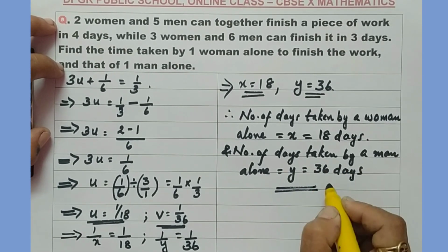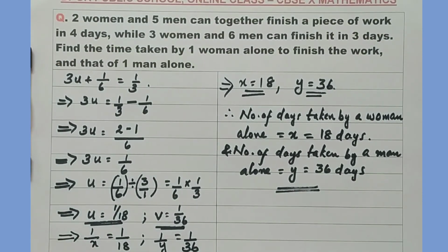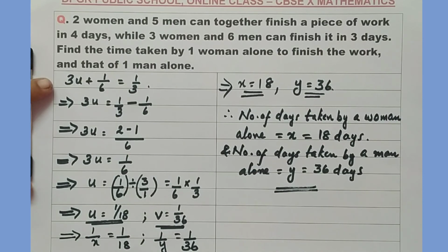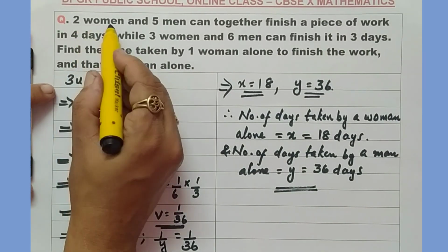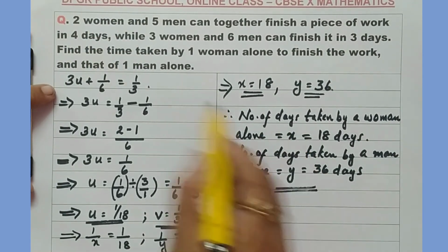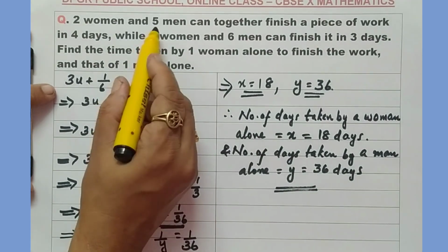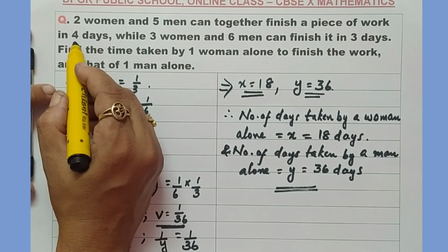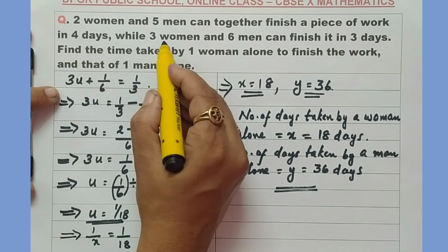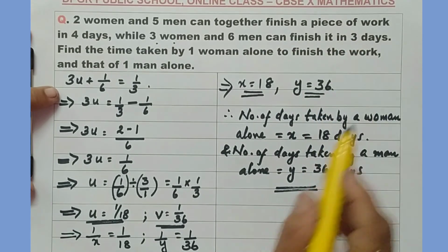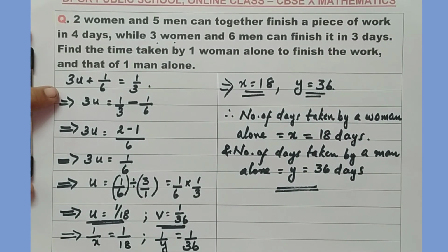I hope you understand. But for your understanding, I explained with many steps in between. No need to write those steps during the examination. You can directly write as 2 women means 2 into 1 by x, if x is the number of days taken by a woman, plus 5 into 1 by y equal to 1 by 4. Don't forget to write that. And the same way 3 women means 3 into 1 by x plus 6 into 1 by y equal to 1 by 3. Directly you can solve by the reducible form method.